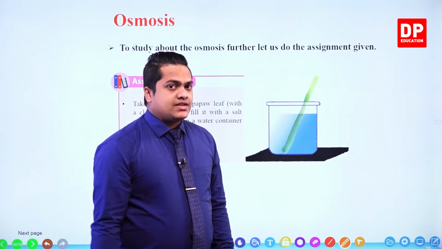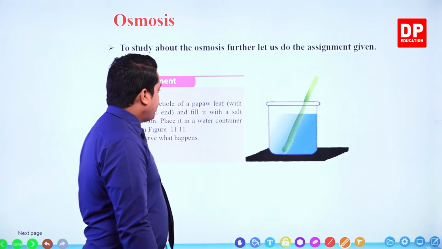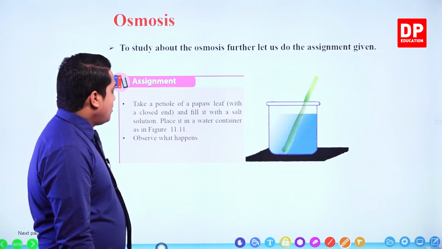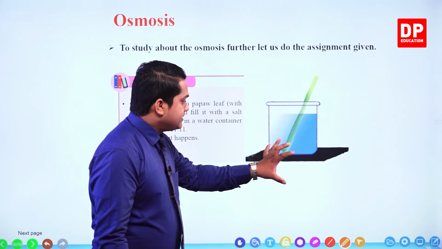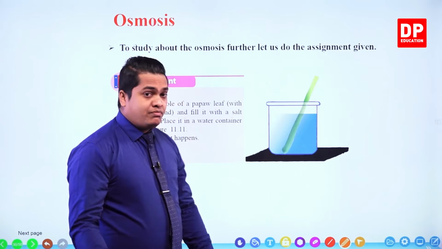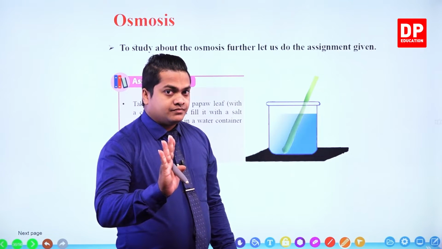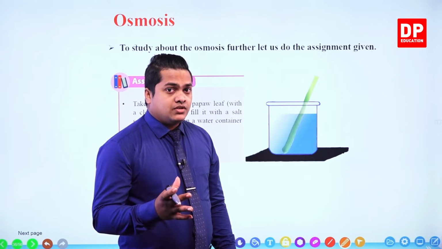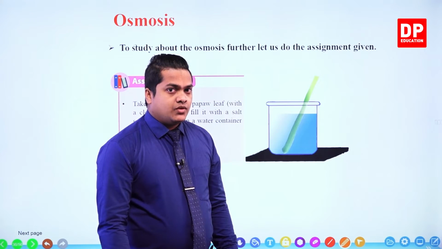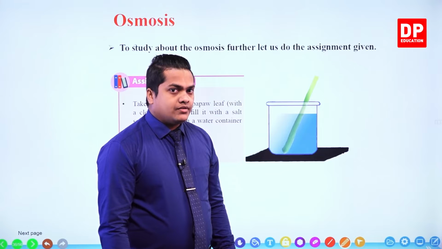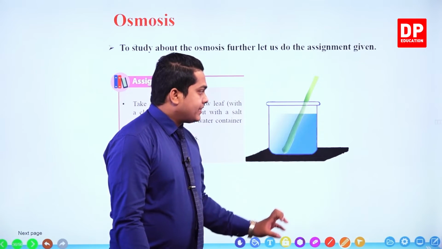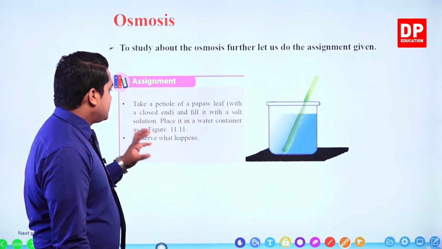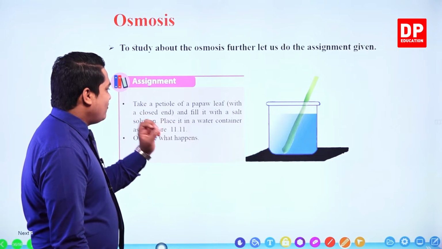So the second assignment, let's see. Take a petiole of a papaw leaf with a closed end. Now the petiole should be like this. The bottom end should be closed, the one which is being fixed to the plant. There can't be any gaps in it. Okay? It should be a closed one. Then fill it with a salt solution. Place it in a water container.